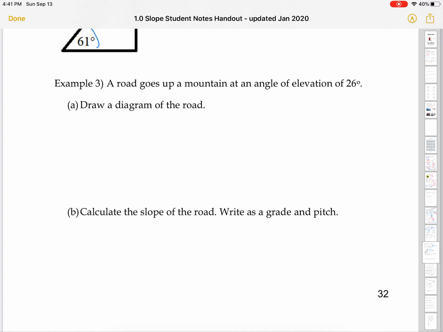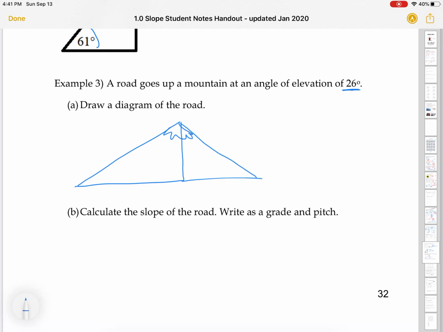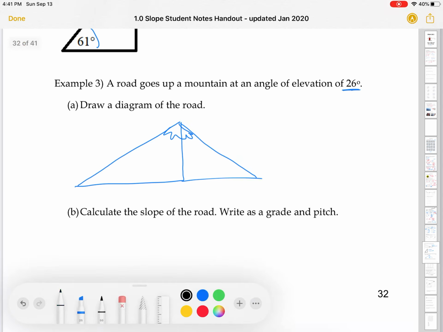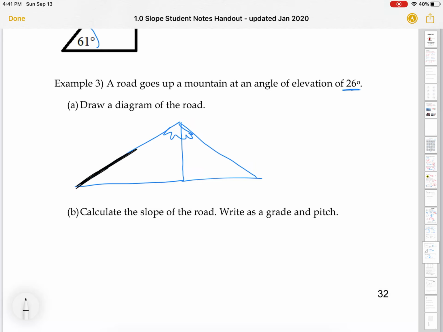Example 3, a road goes up a mountain at an elevation of 26 degrees. First, draw a diagram of the road. So here's our mountain. So there's the flat. The mountain is going up like this. Look at that mountain. Woo! And we have a road going up the mountain. So this is my road, straight up and down, all the way up to the top. Our angle of elevation is 26 degrees. It wants us to calculate the slope of the road.